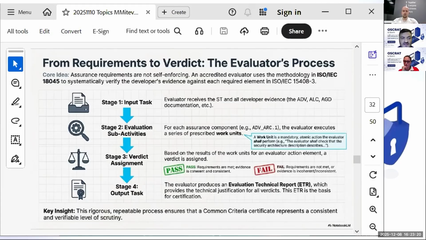Then evaluators assign verdicts: pass, fail, or inconclusive. A requirement passes only when all evidence is coherent and meets the expectations. Finally, evaluators produce the evaluation technical report, which is the formal basis for certification. Because the method is strict and repeatable, the results are trusted internationally.